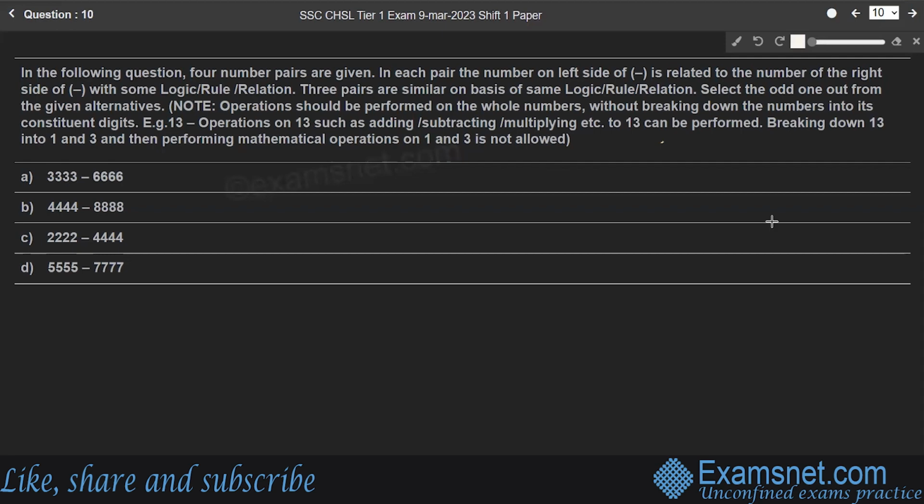Question number 10. In the following question, 4 number pairs are given. In each pair, the number on the left side is related to the number on the right side with some logic or rule or relation. 3 pairs are similar on the basis of same logic or rule or relation. Select the odd one out from the given alternatives. There is a note that operation should be performed on the whole numbers without breaking down the numbers into its constituent digits. Right? Here are 4 pairs of numbers given. Right? Let us consider the first pair. So 3,333, which is the first number, and 6,666 is the second number.